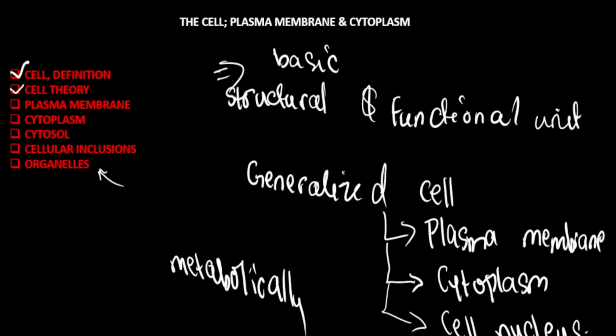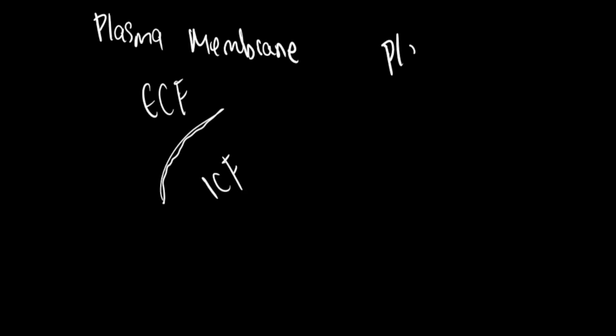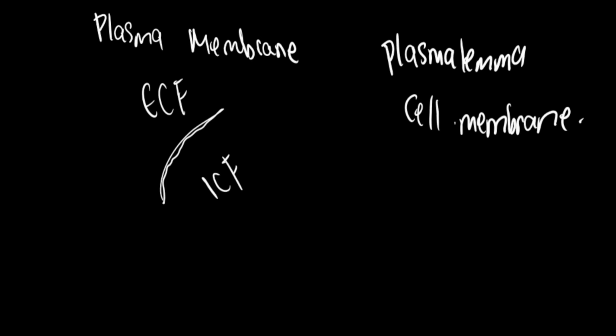Now let's take a look at the plasma membrane. The plasma membrane is what forms the border around a cell. We have the extracellular fluid, and then we have the border formed by the plasma membrane, and then we have the intracellular fluid. The plasma membrane, of course, is sometimes called the plasma lemma, or in some cases it's called the cell membrane. Now, just before we continue our study of the plasma membrane, it's very good for us to take note of this very important fact.